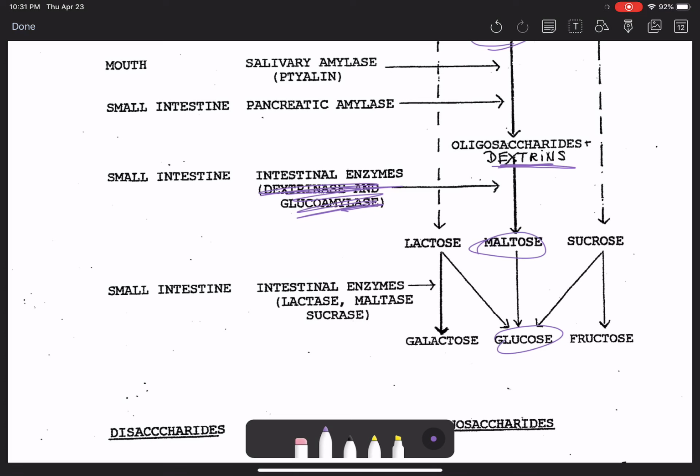is it is broken down by another type of brush border enzyme called lactase. And it's going to break it down into glucose and galactose. So now we have separate glucose and galactose monosaccharides resulting from the breakdown of the lactose.